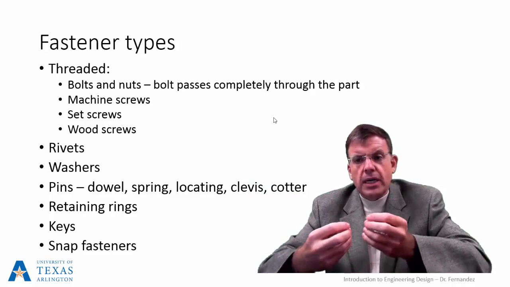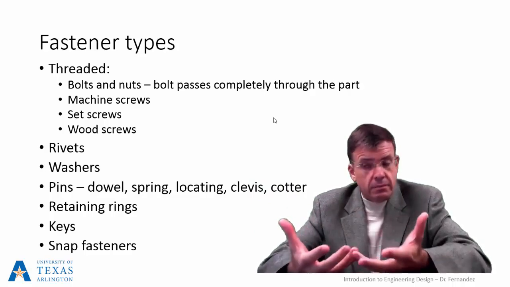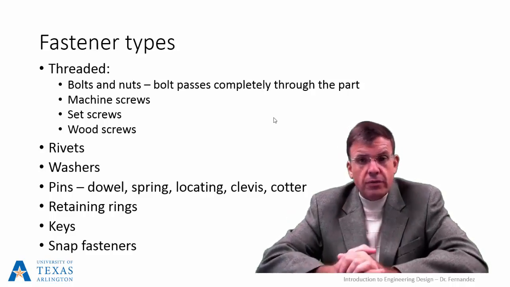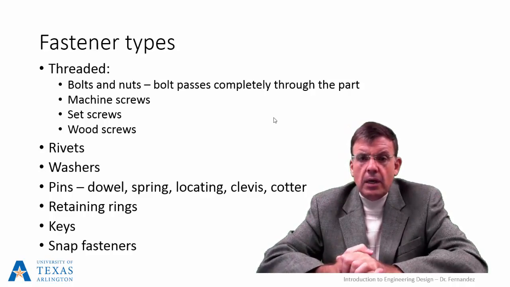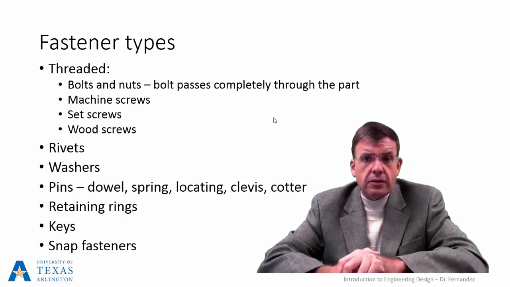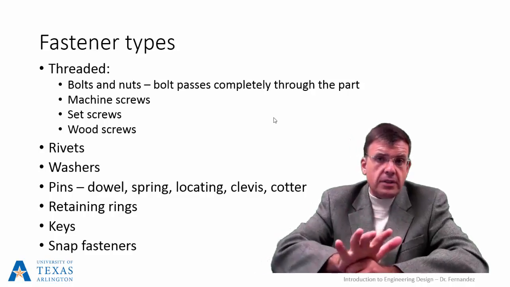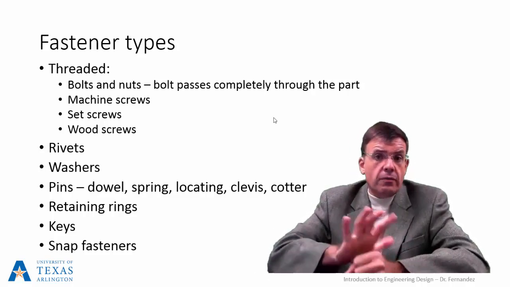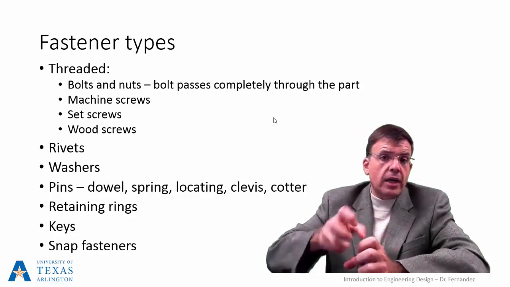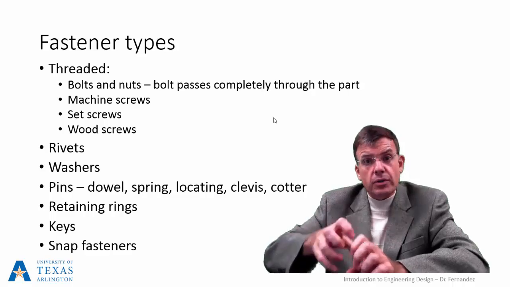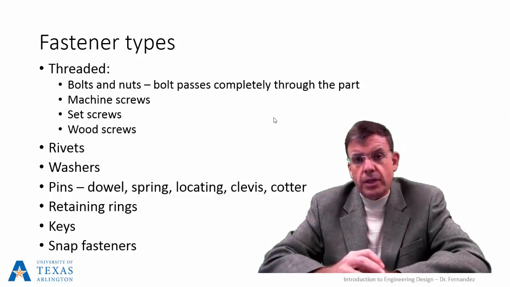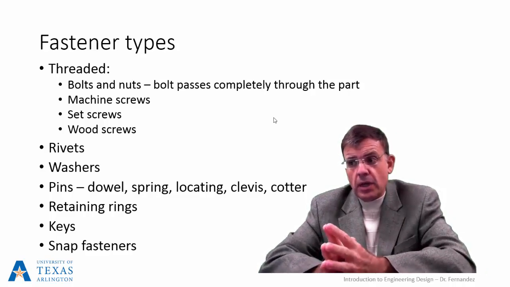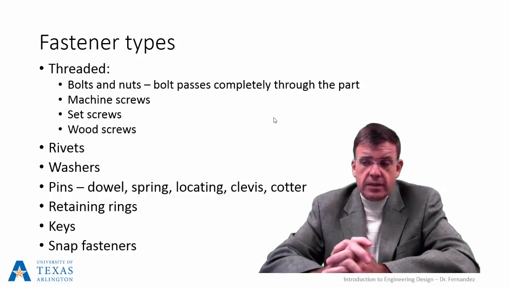Other items in there that you see are rivets. A rivet is a permanent form of fastener that depends upon the deformation of the part. We have washers in there that are very useful, both to keep the surface against which the head of the bolt is going to go from getting marred, and also to help prevent the bolt from coming loose. Pins are generally used for locating purposes, and they come in different classifications.